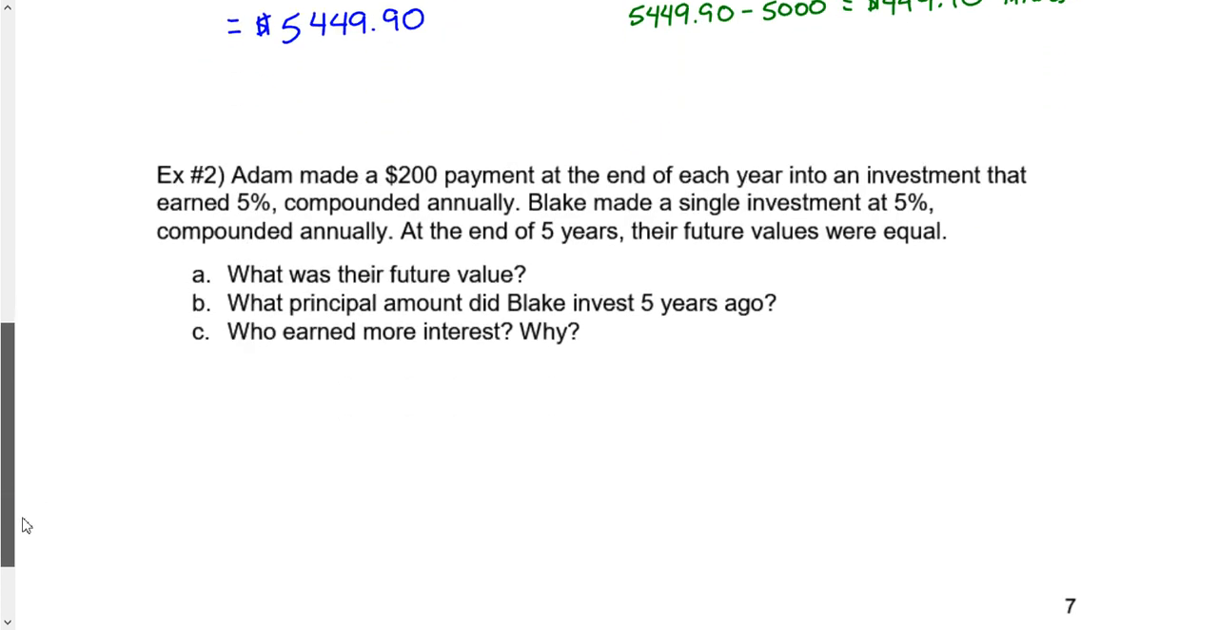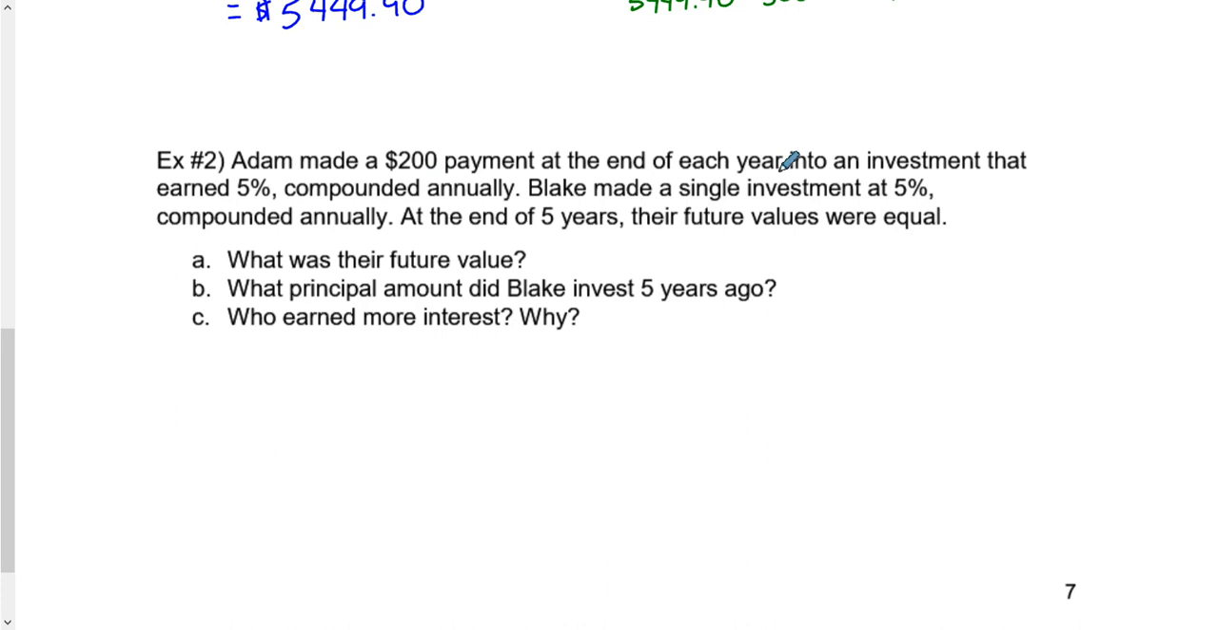The next question. Adam made a $200 payment at the end of each year into an investment that earned 5% compounded annually. Blake made a single investment at 5% compounded annually. At the end of 5 years, their future values were equal. So what is the future value? The first bit of our question is we need to find out, what is the future value? Well, we don't know. We have two people, Adam and Blake. Adam has made a $200 payment at the end of each year.